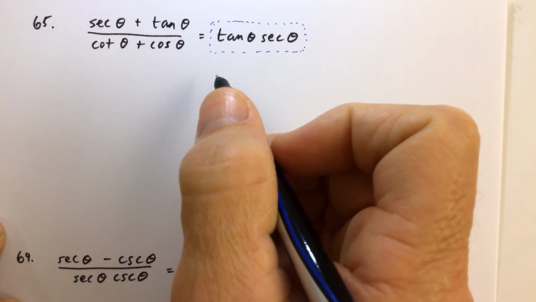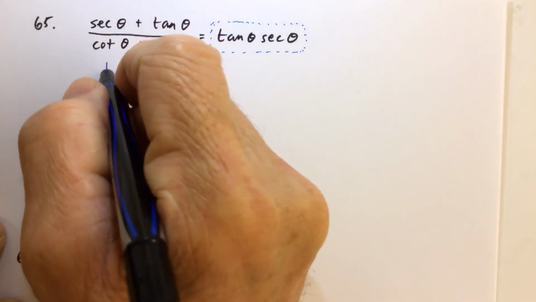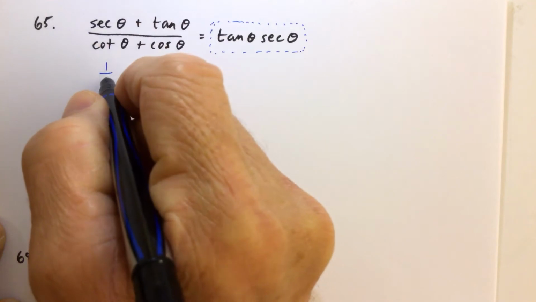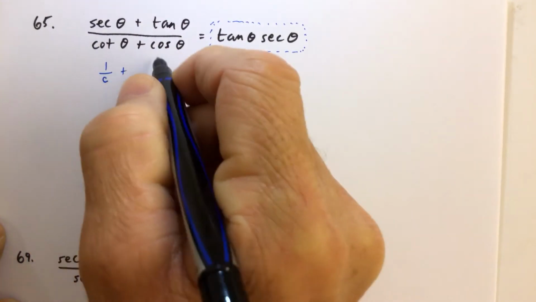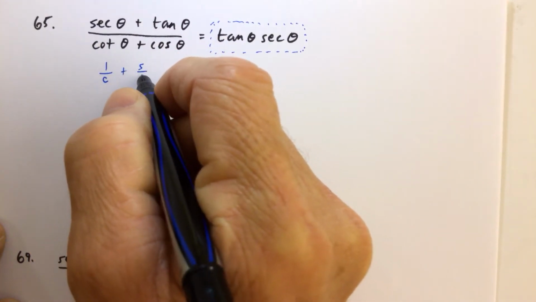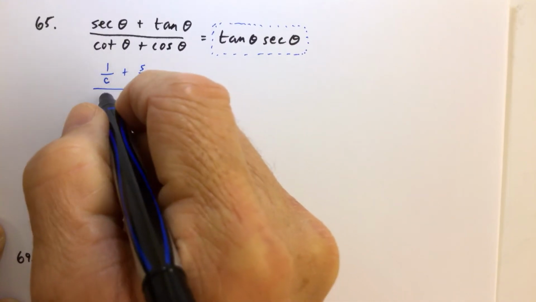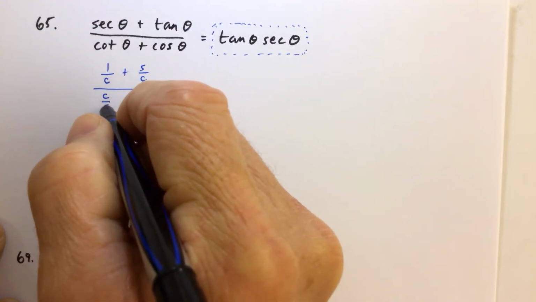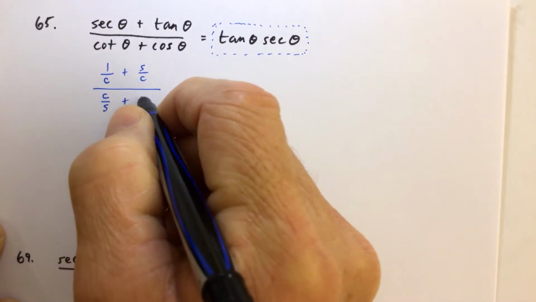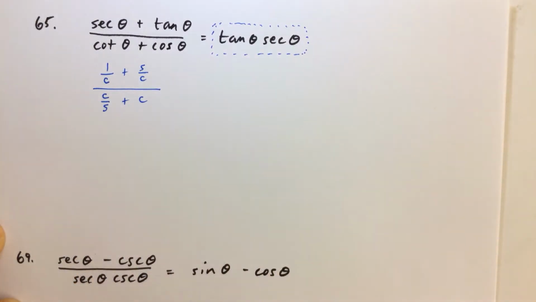Again, when in doubt, let's go ahead and convert to sine and cosine. The secant of theta is 1 over cosine. The tangent of theta is sine over cosine. Denominator, cotangent is cosine over sine. And the cosine is, well, that's the cosine.